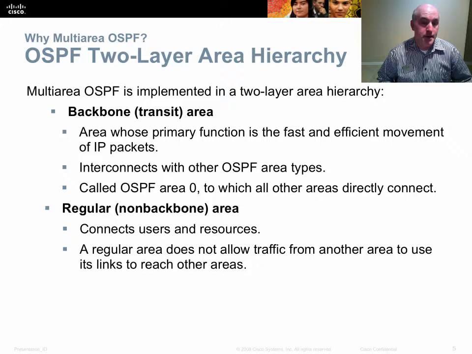Then we have regular non-backbone areas, and these are just other areas that you make up. And the guidelines for designing these is to keep them small. Take a small number of routers, 2, 3, 5 routers, and try to keep these areas as small as reasonably possible. Remember that areas need to match up with a subnet or a group of subnets. So an area might be a physical location within your company. Like you might have, San Francisco is an area, and Seattle is an area, and New York is an area, that kind of thing. So those regular non-backbone areas connect users and resources.